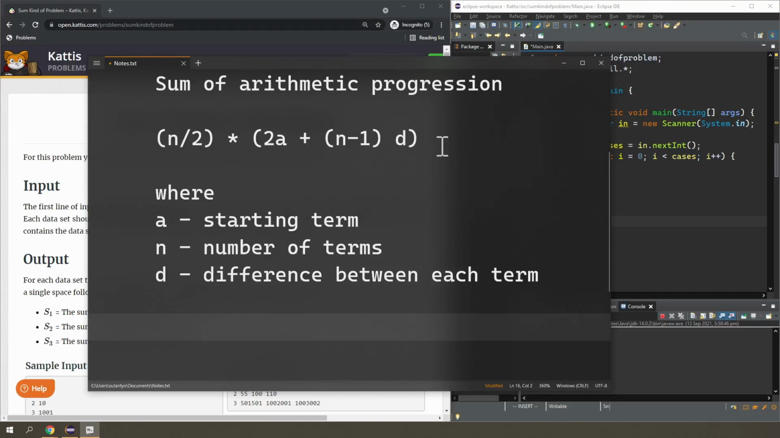So the formula is given here. This is something I learned back in high school. I used to remember how to derive it, but I guess not anymore. I just know how to use it now.